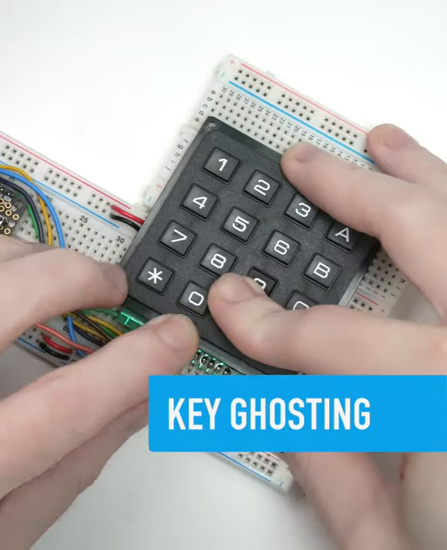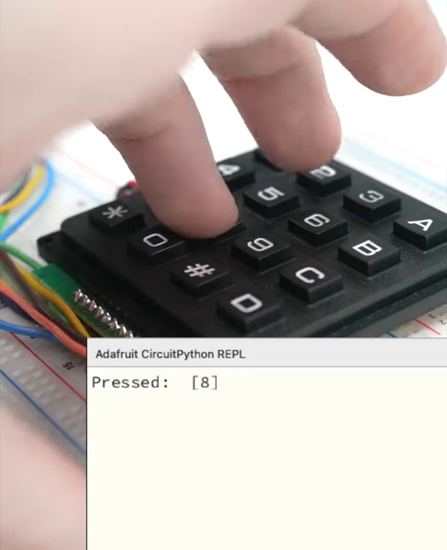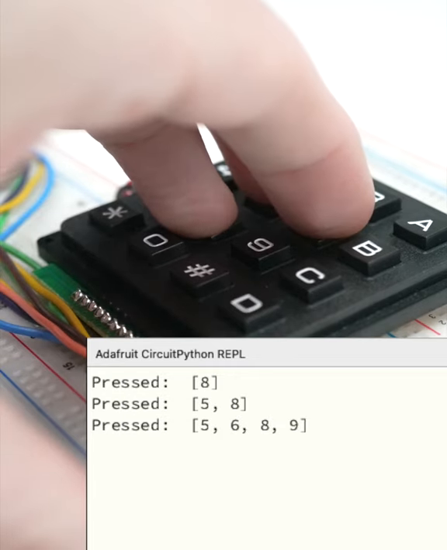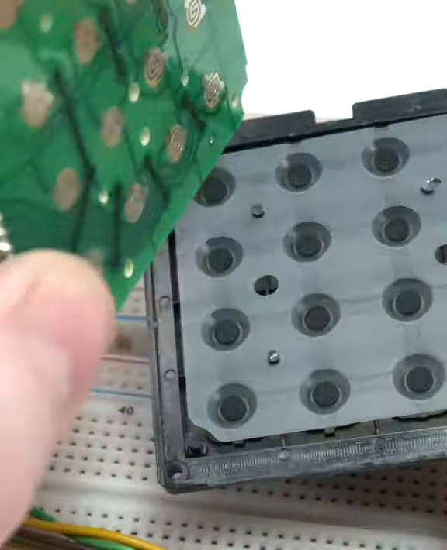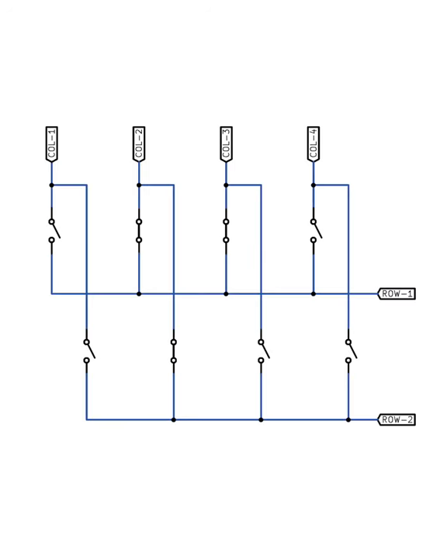Key ghosting occurs when certain combinations of key presses cause additional unintended presses to be registered. You can see how it happens by looking at a keyboard or keypad's internal matrix. A microcontroller powers a matrix column and determines which key is pressed by reading a matrix row's low or high voltage state.